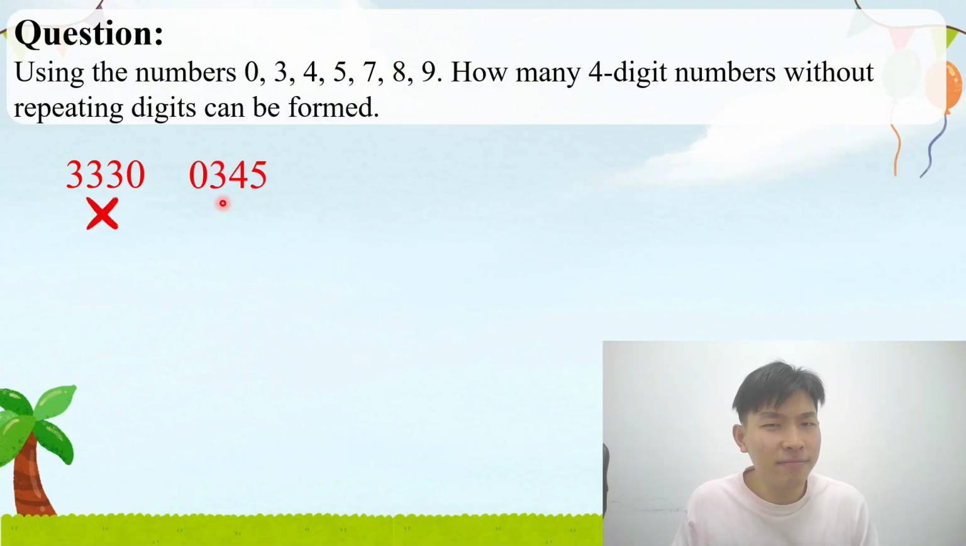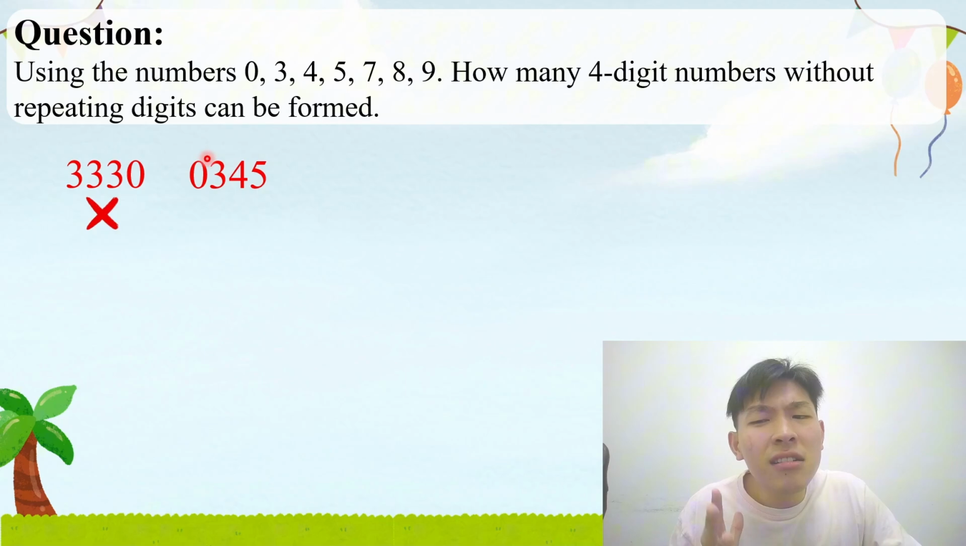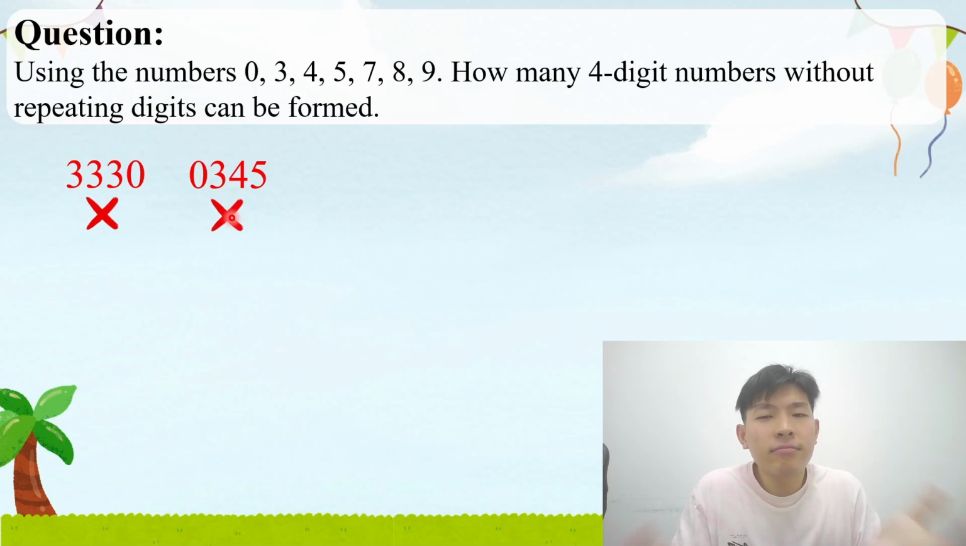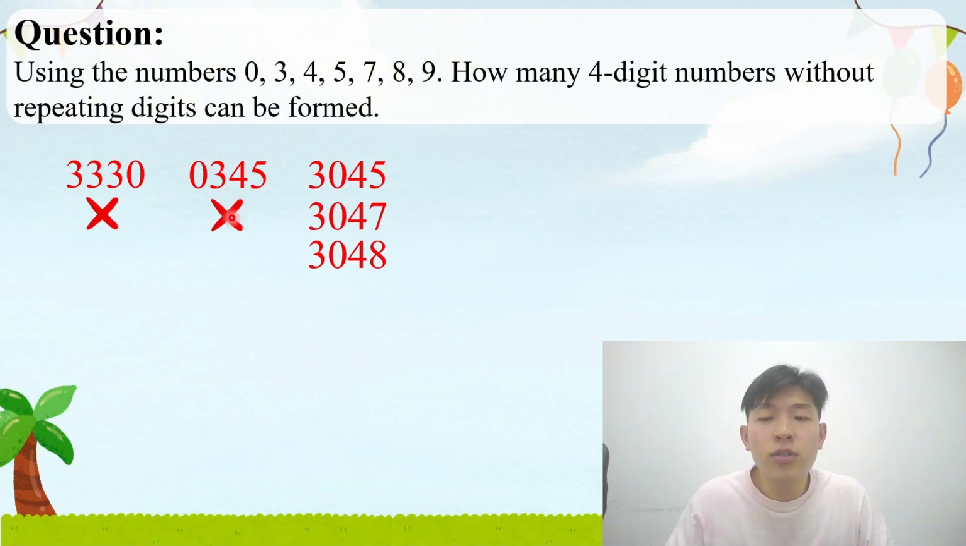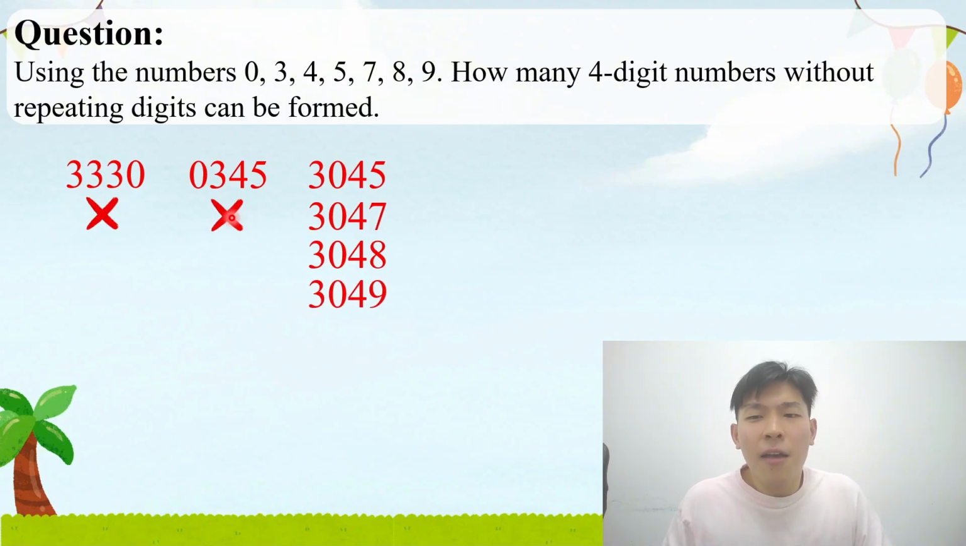Can I have this? Why not? Exactly, you must have a 4-digit number. And in a 4-digit number, the number in the thousands place cannot be 0. Very good. So this is wrong. So, for example, we can have 3045, 3047, 3048, and 3049. But then how many numbers are we going to list down?